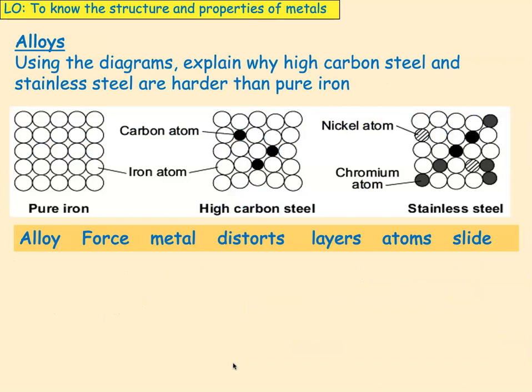Okay, so what I want you to do is try and see if you can remember that using the words below. So pause the video now and try and explain why high carbon steel and stainless steel are harder than pure iron.